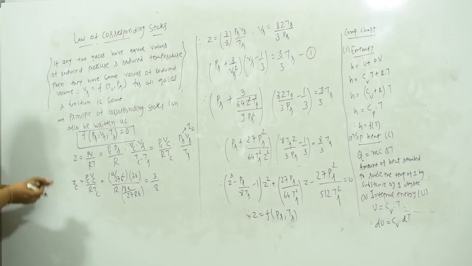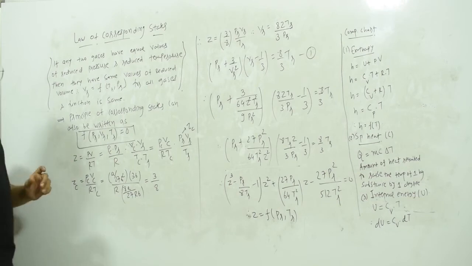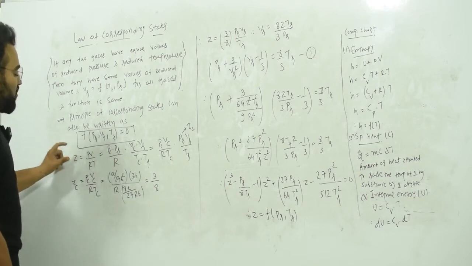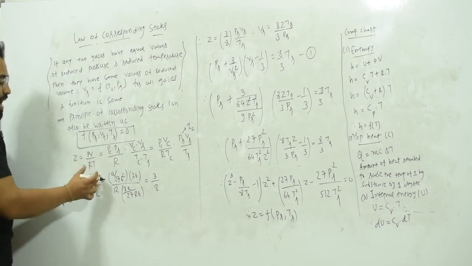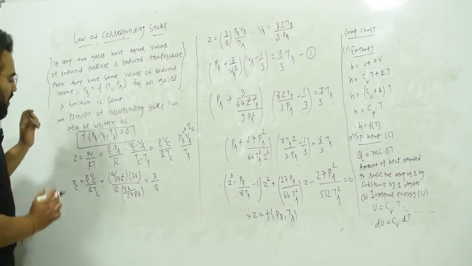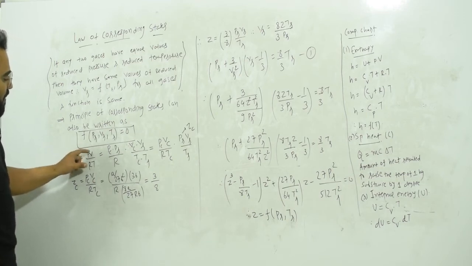So now let us go to the mathematical derivation. You have to remember this: this is known as Z. Z means compressibility factor, and it is defined as PV upon RT. So again I am going to repeat, Z is known as the compressibility factor, which is equal to PV upon RT.